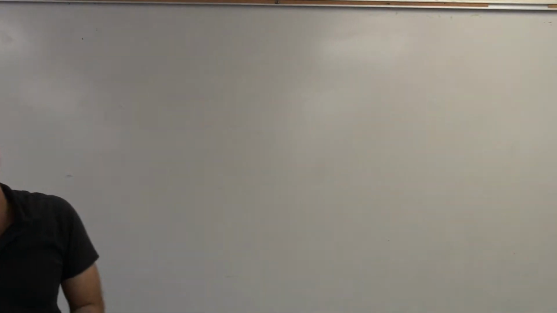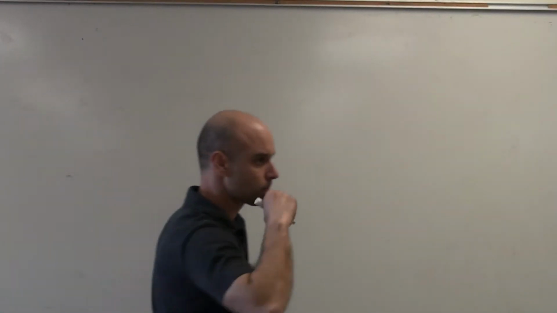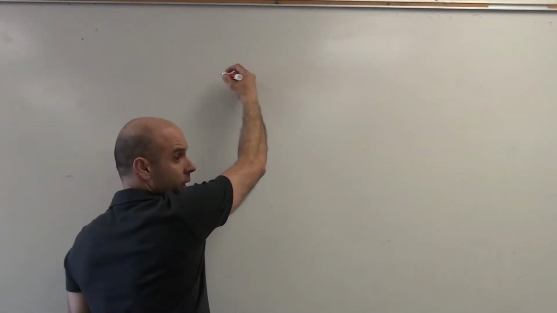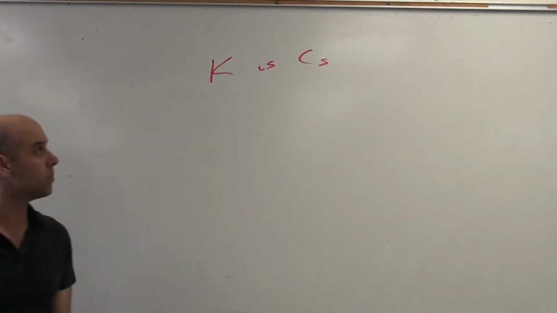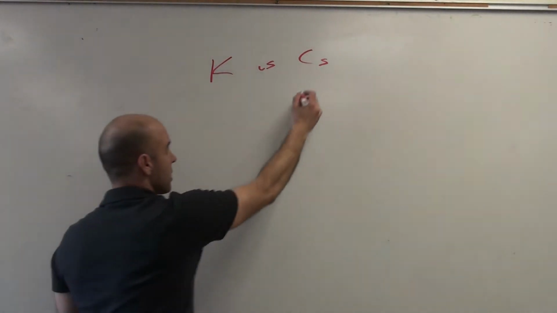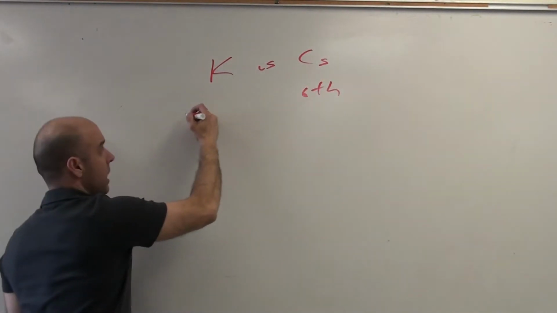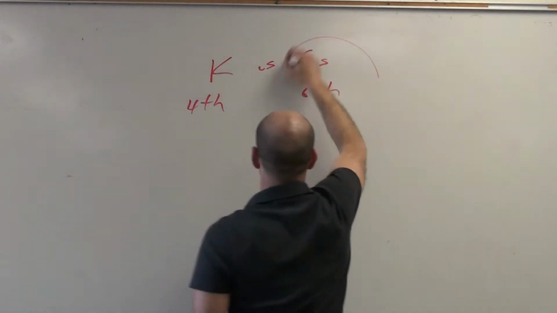Periodic trends. As you go down, radius gets bigger. As you go across the periodic table, they get smaller. So really, like an explanation, potassium versus cesium. Cesium's in the 6th energy level, potassium's in the 4th, cesium is going to be the bigger atom.